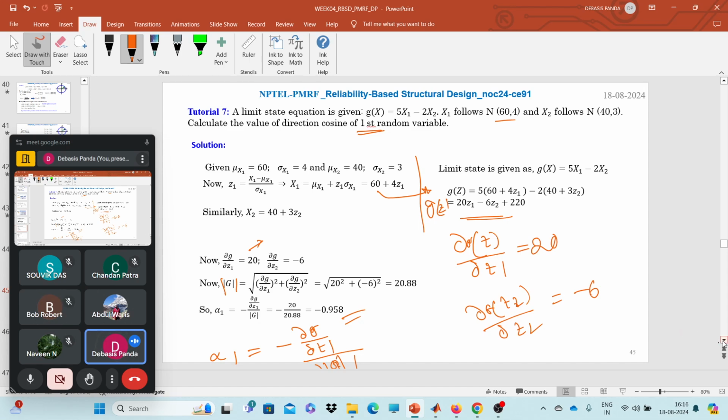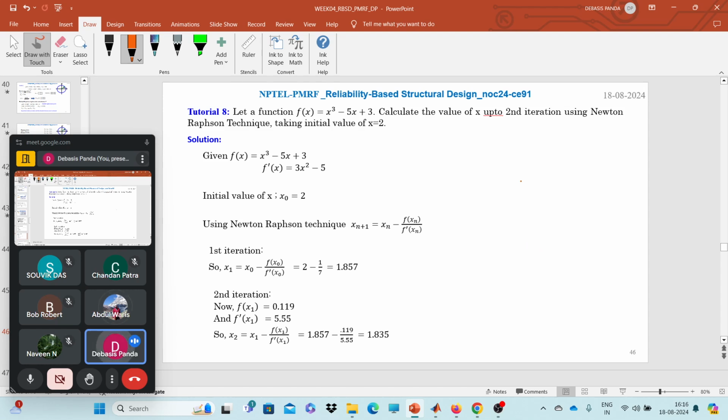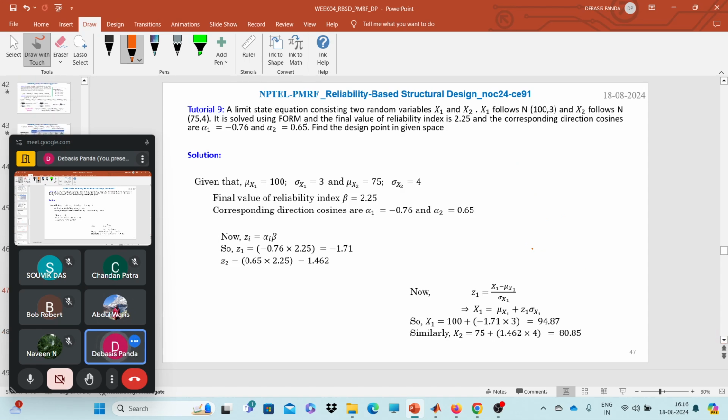Now this is the Newton-Raphson technique. You know that Newton-Raphson technique; I will not spend time on it. Now, again, we have another problem.